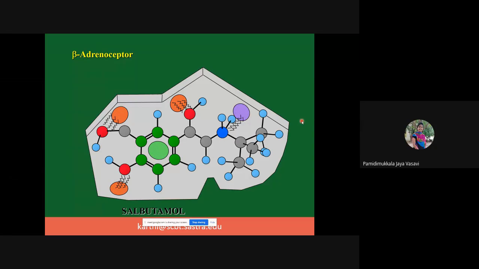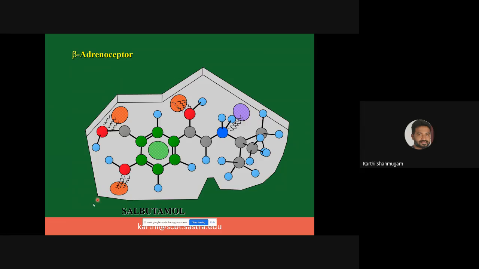Can we fit this salbutamol in the alpha adrenoceptor? No, sir. Okay, so this salbutamol is very selective for the beta adrenoceptor. We cannot fit this molecule inside the alpha adrenoceptor.